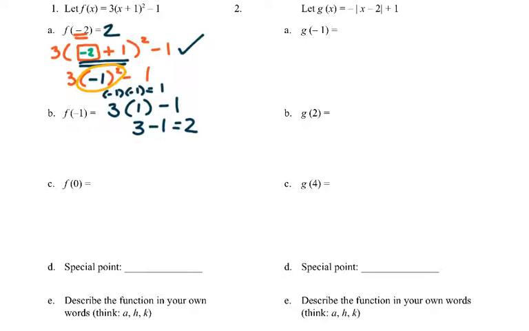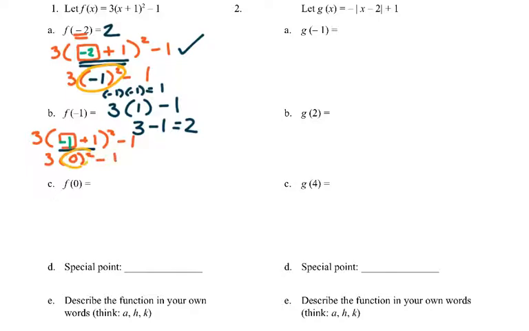Okay, similarly, I'm going to write out the next one. So everything's the same except for instead of plugging in a -2, now I'm going to plug in a -1. Simplify the parentheses first. So -1 plus 1 is 0.